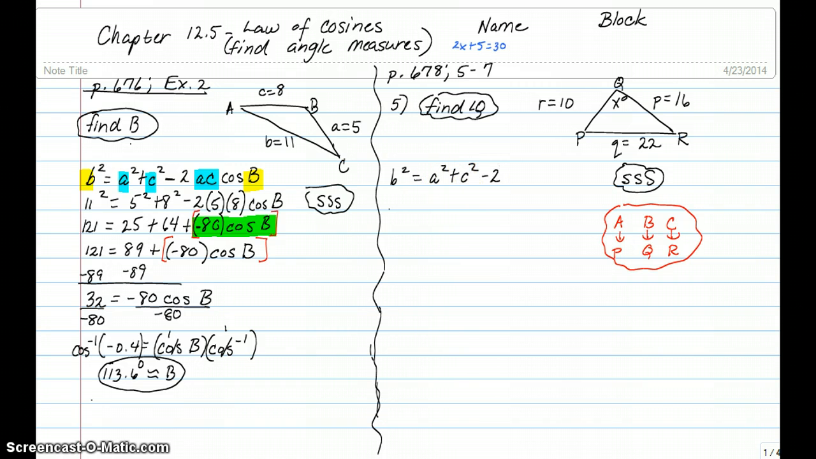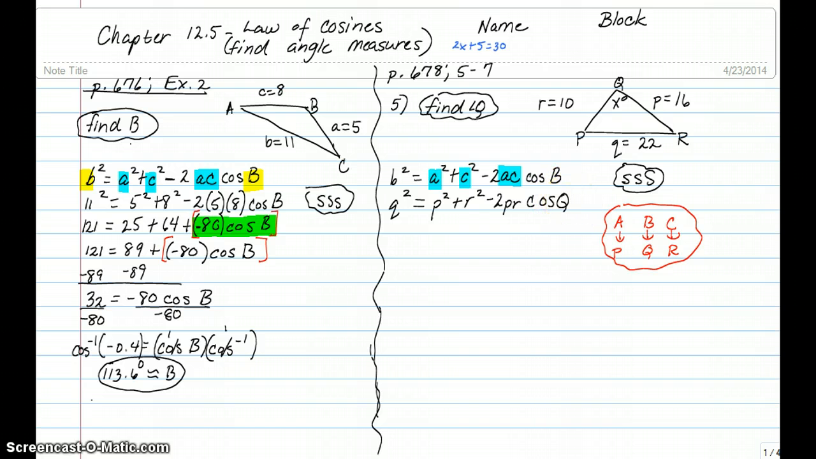Minus 2. Then I've got this AC. And then the next thing that's constant is the cosine. And you're finding B, so it would be a capital B. And then you just substitute. Well, B is going to be Q squared. A is going to be P squared. C is going to be R squared minus 2PR. And then cosine B, or cosine Q, excuse me.